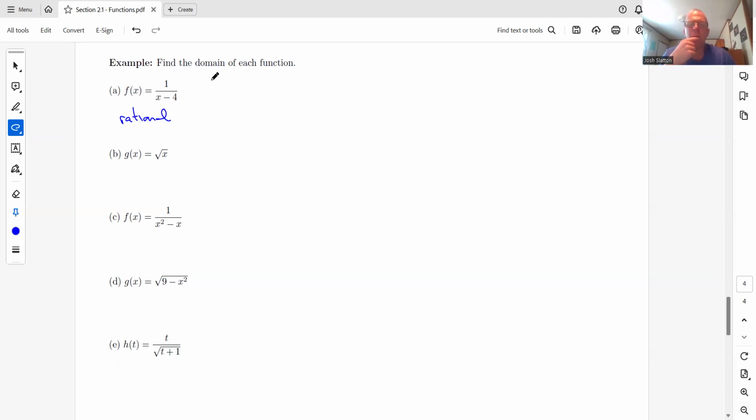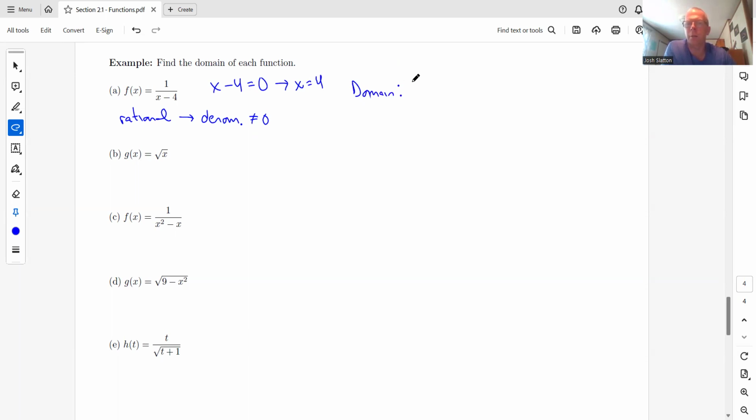With a rational function, when we're talking about the domain, the denominator cannot equal 0. So we're just going to set this denominator equal to 0 and solve for x, which is usually pretty easy. And the domain is everything else. So the domain of this one is everything except 4.